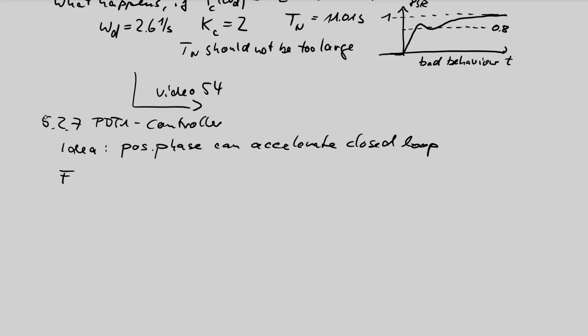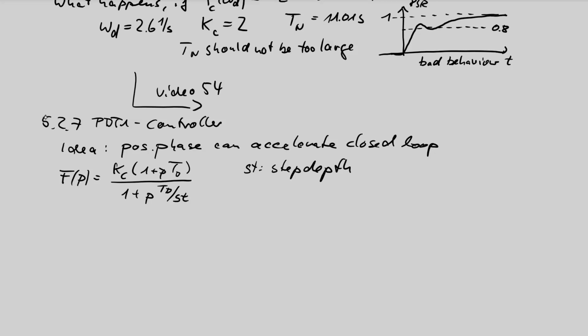The transfer function of this controller is a KC, then we have a 1 plus s TD in the numerator, and a 1 plus s TD over step depth in the denominator. I now express the time constant of the PDT1 with the step depth. Step depth is the well-known ratio of numerator and denominator time constant. And we worked with the step depth also in project 2 with the temperature control system.